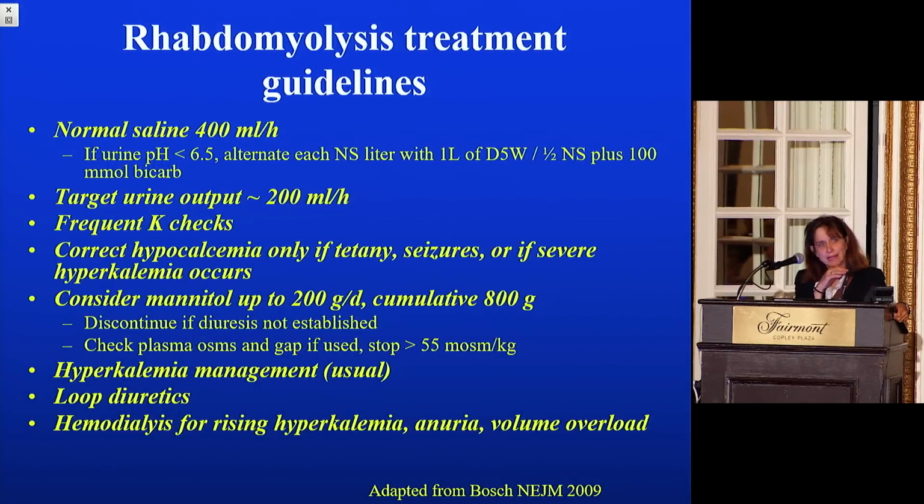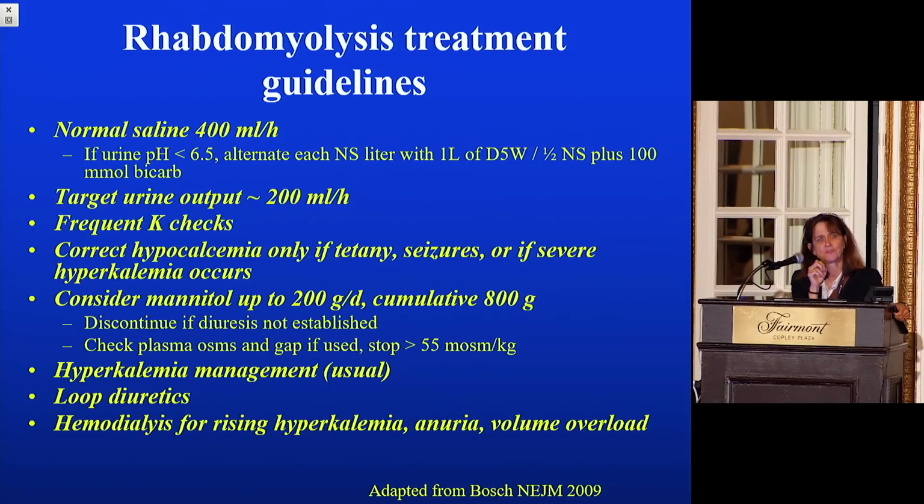So the treatment guidelines, and this is actually adapted from a 2009 paper, but it's largely the same today. It's high volume normal saline, and the suggestion is if your urine pH is low enough, you might consider alternating normal saline with D5W plus 100 millimoles of bicarbonate. Remember, you want the tonicity of normal saline. You want to maintain a very high urine output of 200 mils an hour.